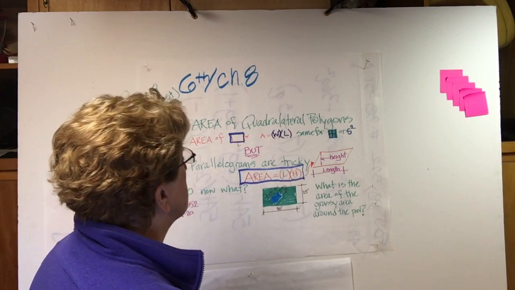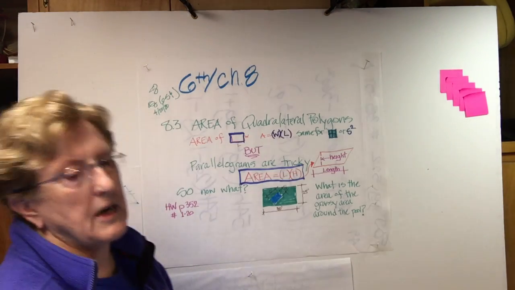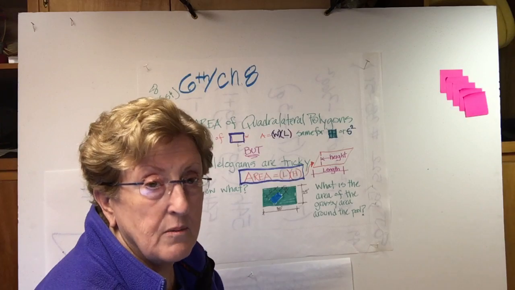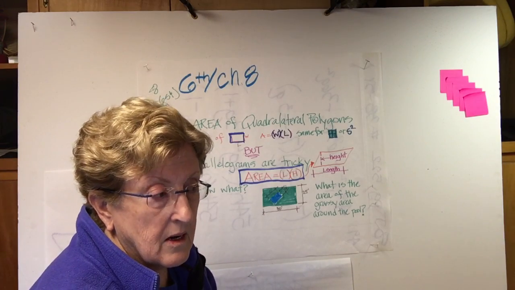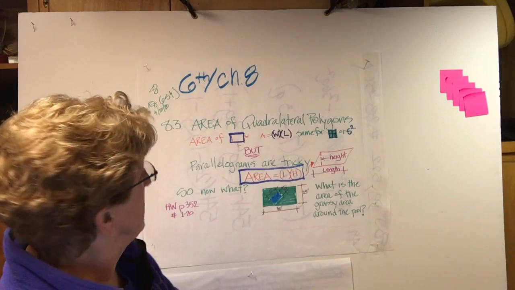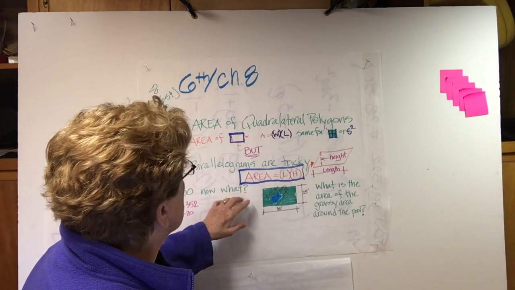Length times height. And always look for the height. With anything with a slanted side, and we'll talk about that with triangles next, you're not looking for the side, you're looking for the height.